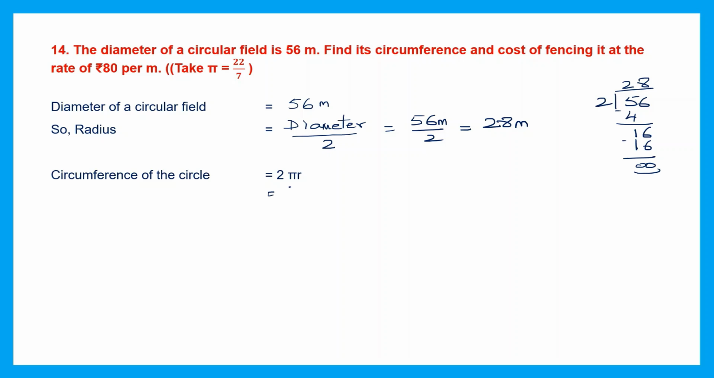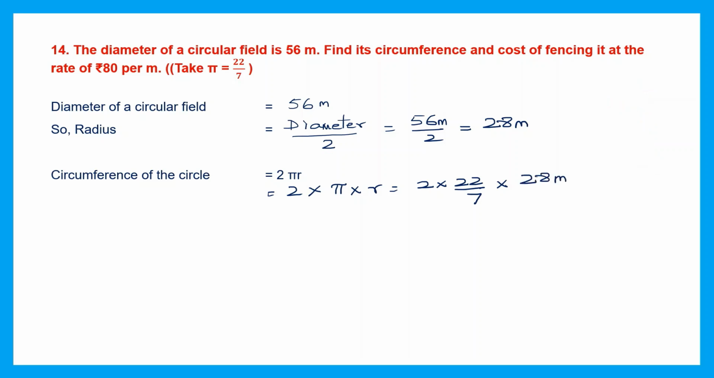That is 2 into pi into r, which is 2 into pi, 22 by 7, it's given to us in the question itself, into r, which is 28 meters, which we just found out. So now let's simplify this. Let's see if we can cancel something. We can cancel 7 and 28.